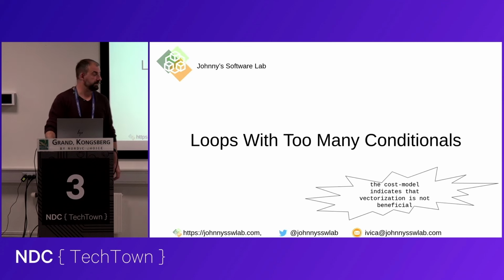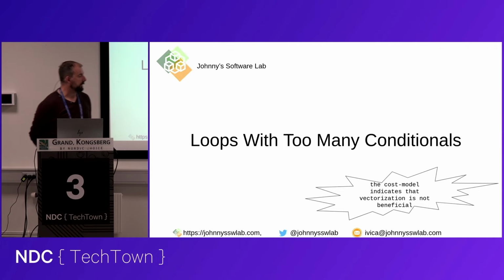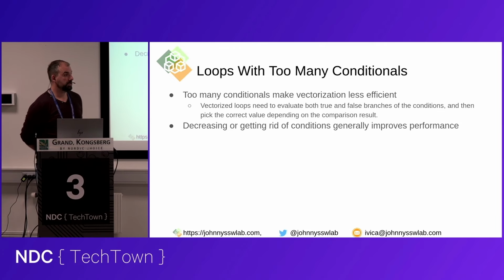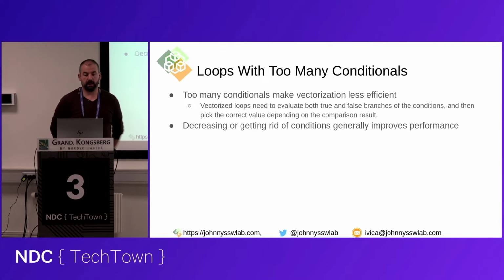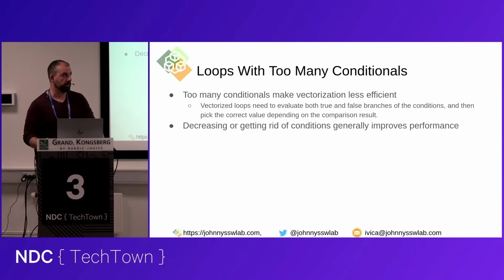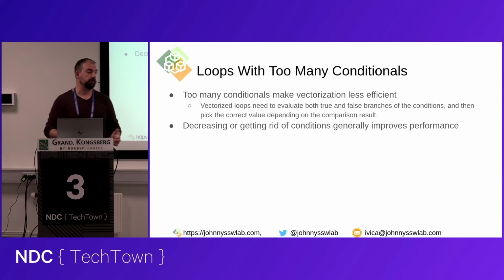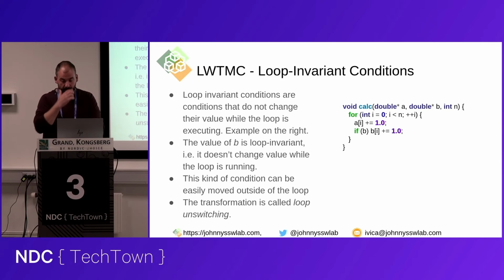Okay. So the second case is, again, the cost model indicates that vectorization is not beneficial. You get this message, and the question is, what's the problem now? That means that inside your loop, you have too many conditionals. Conditional execution inside loops makes vectorization less efficient. Generally, when you get rid of conditions and decrease the number of conditions, that helps vectorization, but even if the vectorization doesn't happen, it helps software performance.